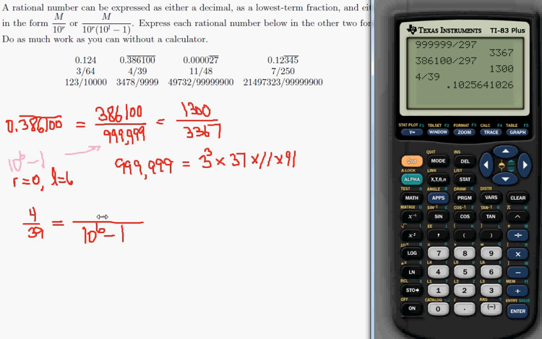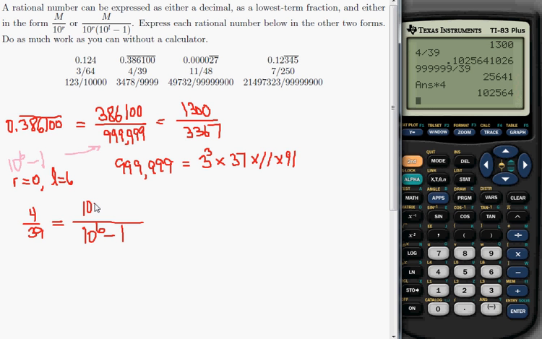So how do we solve for the numerator here? Well, let's see. 999 divided by 39 works out even. So if I multiply that by 4, I get the numerator. So 102,564. As expected, 102,564. And so we know that this is 0.102564 repeating.